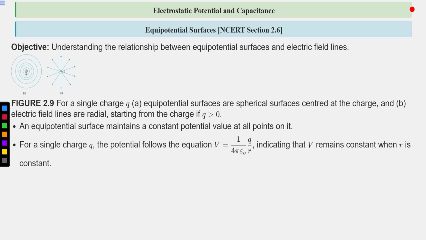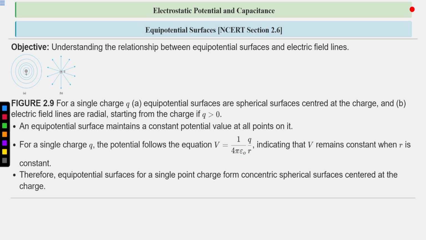For a single charge Q, the potential follows this equation I have mentioned. V is equal to 1 by 4 pi epsilon naught Q by R, indicating V remains constant when R is constant. If we fix any distance R and make a surface out of points in all directions, it will make a surface that is an equipotential surface. Okay, if we fix R, V remains constant on this surface because R is constant. Therefore, equipotential surfaces for a single point charge form concentric spherical surfaces centered at the charge.